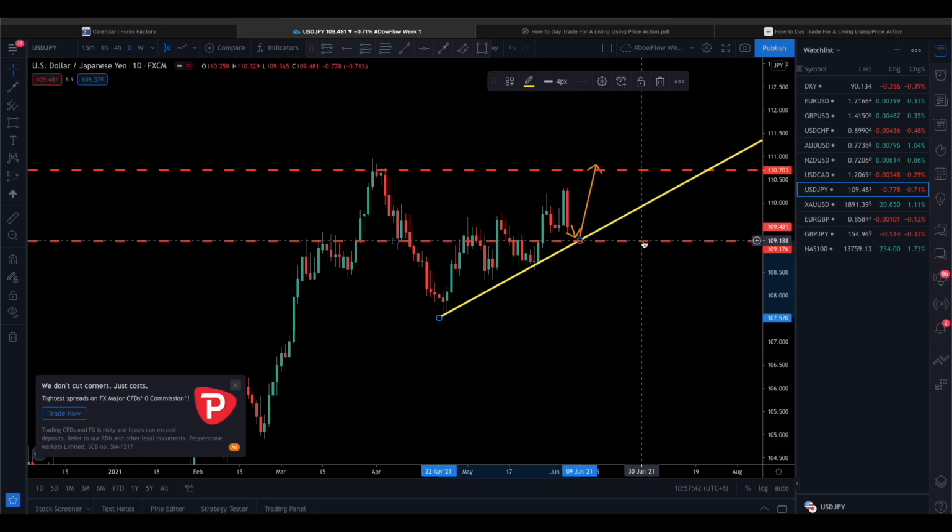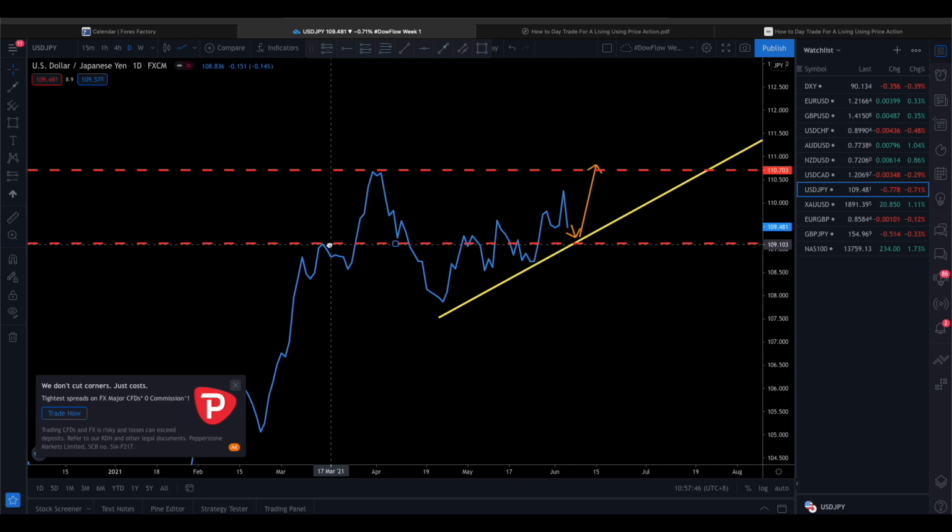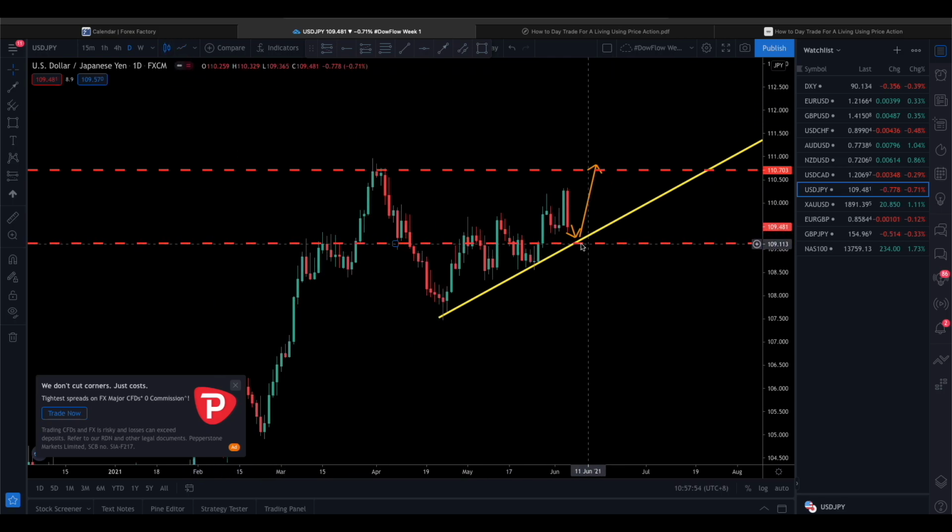Okay, because you have this horizontal level which is given by this level over here. Let me just adjust it a bit. It is given by this swing high, this previous swing high right here, and it has confluence with this ascending trend line. Okay, so I'm just waiting for price to sell down a bit lower. Okay, look for a candlestick pattern.